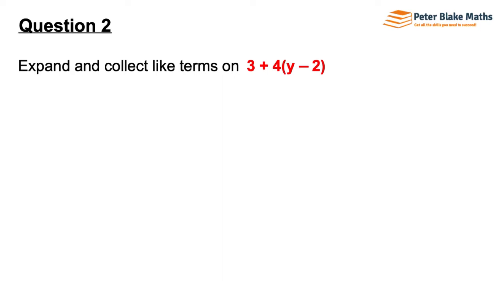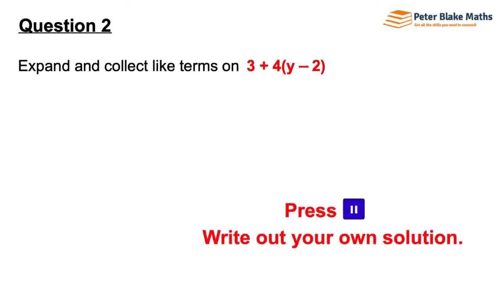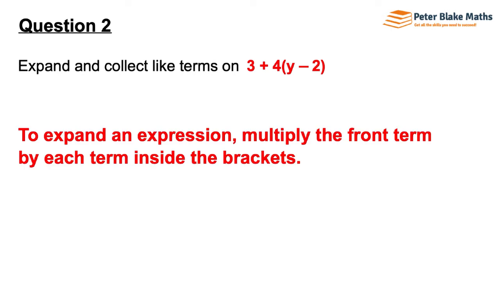Question 2. Expand and collect like terms on 3 plus 4 outside of y minus 2. Okay, to expand an expression, we multiply the front term by each of the terms inside the brackets. So we'll keep the 3 separate for now because the 3 is adding, and what the 4 is doing to the bracket is multiplying, and our order of operations says we've got to do multiplies before we do adding and subtracting, so we certainly do not add the 3 and the 4 before we do anything. First thing we do is a multiply before a plus, so let's expand that bracket first.